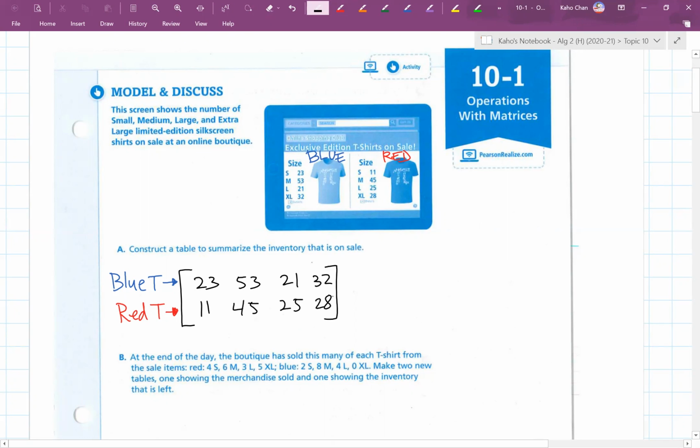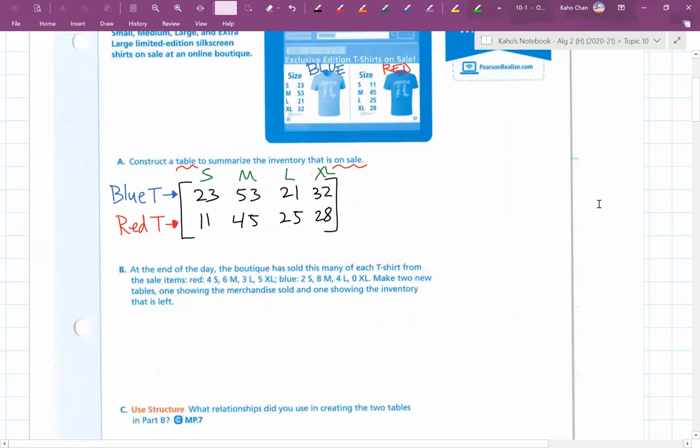Now, normally you don't have to label everything, but it's kind of nice to see it. First column is small, second column medium, and so on and so forth. And there it is. It's a table that I've constructed that represents things that are on sale.